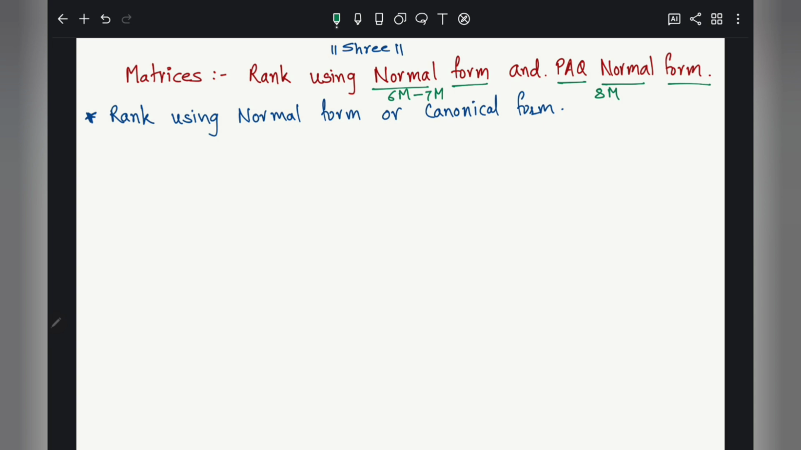We will very quickly go through what is the difference between these two forms, that is normal form and PAQ normal form, and how to tackle the examples in the exam when they are asked.